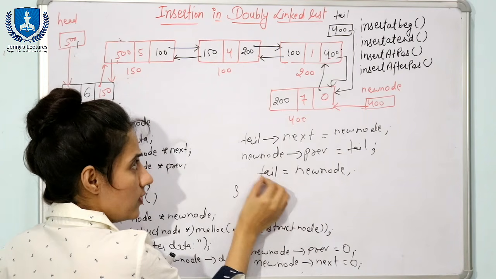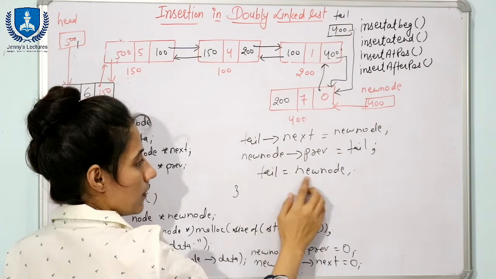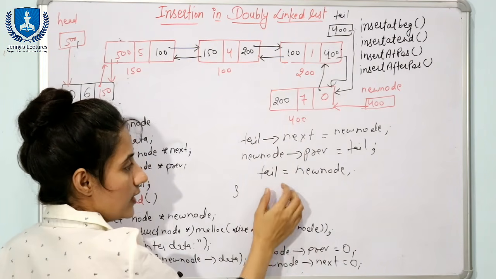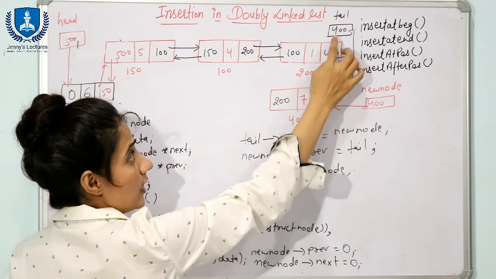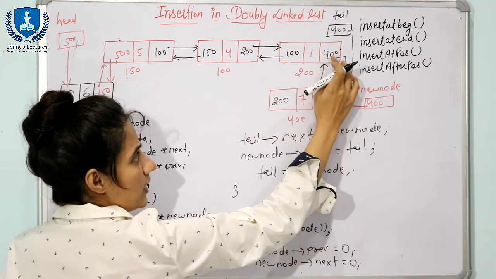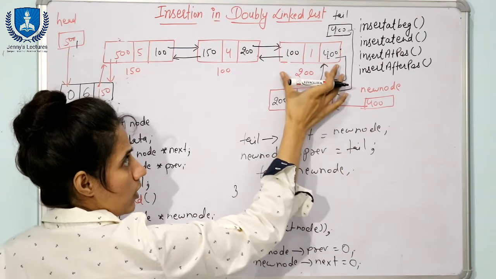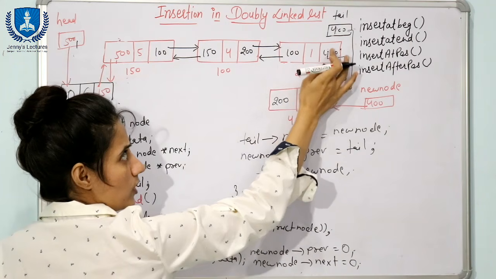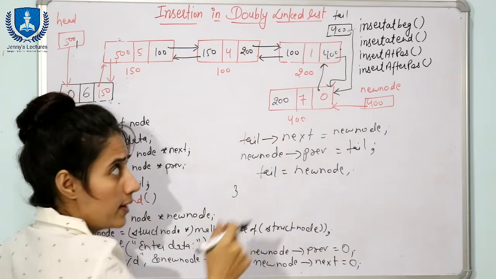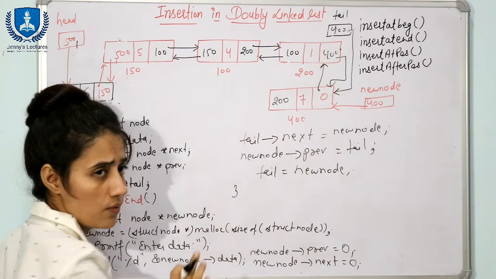Please don't write this here at the starting. If you write tail is equal to new node here, it means tail is now containing 400, so it is pointing to this node. Then how will you access this part, because you have already changed the tail value, that is 400. Now we don't have any pointer to this node, so we cannot access this part. So better you change this pointer first, and after that update the tail value.